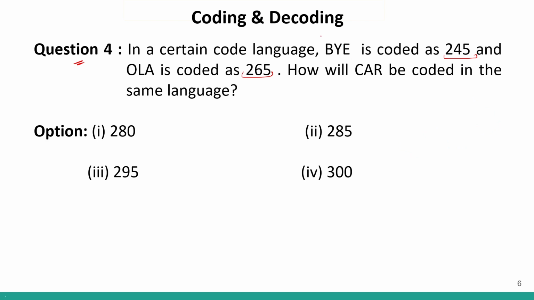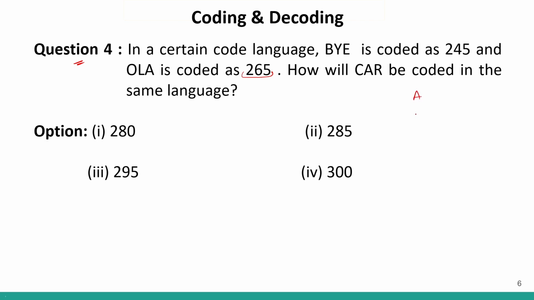With forward ranks, B is 2, Y is 25 and E is 5. So this will be 30 plus 2, that is 32. Can I see a relationship between 32 and 245? This is even, this is odd. So no. So let us check with backward ranks.